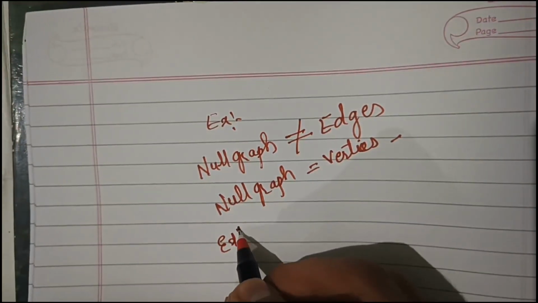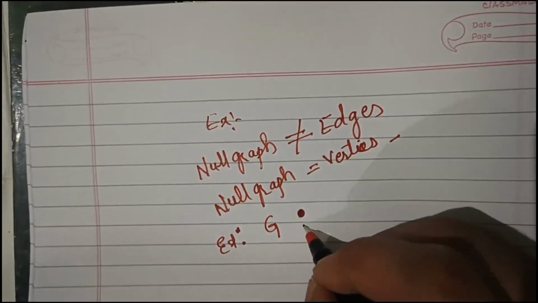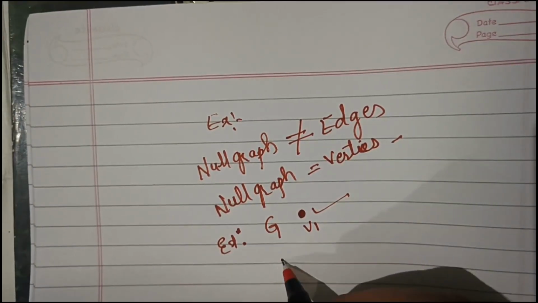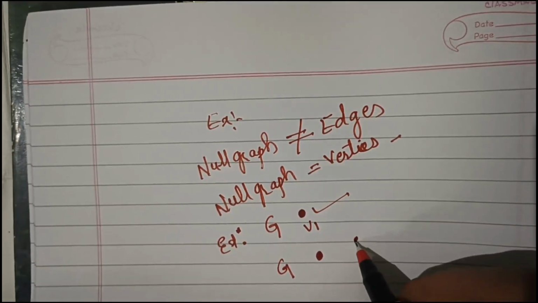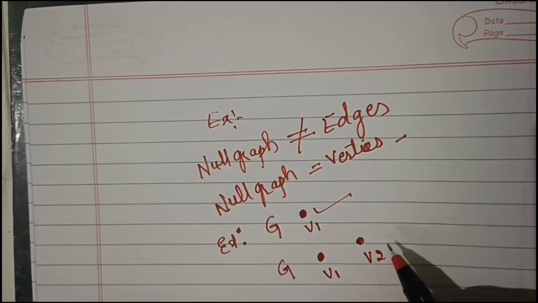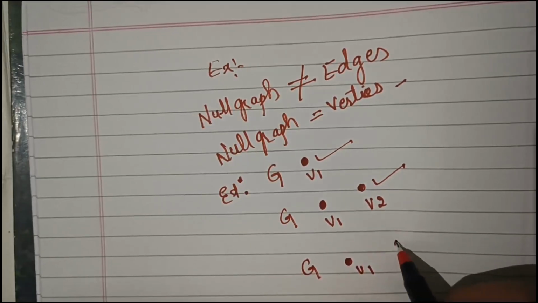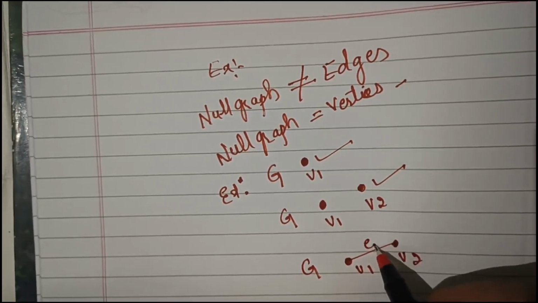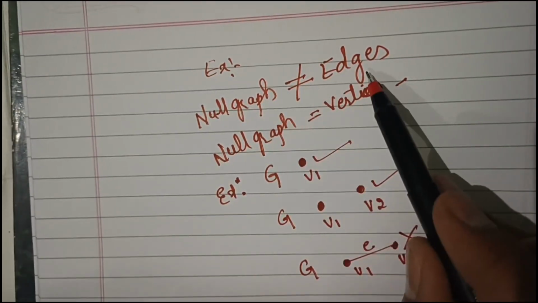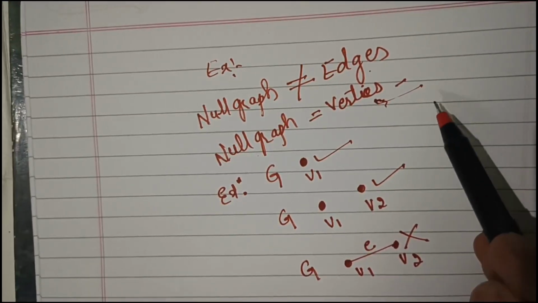For example, G of this is the vertex. This is the vertex. So this is the null graph. It is not containing any edges. For example, G of V1, V2, which is not containing any edges. So this is also a null graph. If G of V1, V2 contains an edge, it is not a null graph. So a null graph is nothing but a graph not containing any edges. It contains only vertices. That type of graph we should call a null graph.